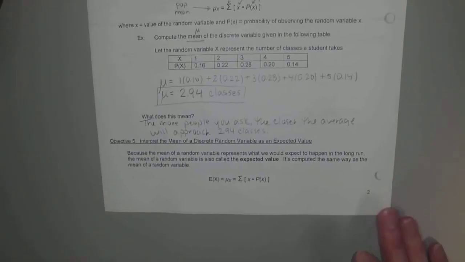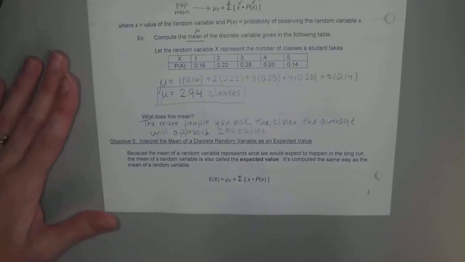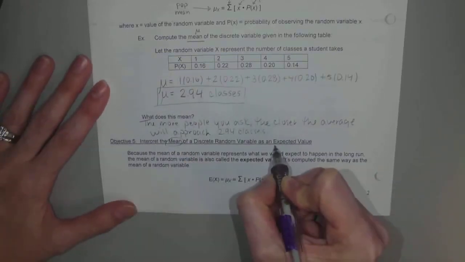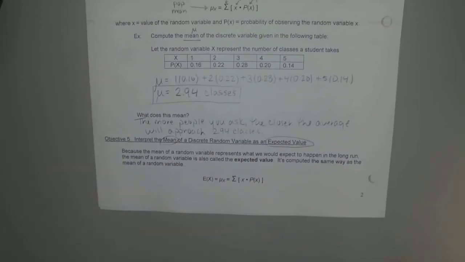I got to keep an eye on that clock, I feel like. All right, so the next concept is seeing where in real life we can actually use mean, and it's called expected value, okay? So the mean is also called expected value. You can use those interchangeably. So when somebody says, how many would you expect for people to be taking, it's another way of saying, what's the mean, okay? If you see the word expect, it's another way of asking for the mean. It says, because the mean of a random variable represents what we would expect to happen in the long run, the mean of a random variable is also called the expected value.